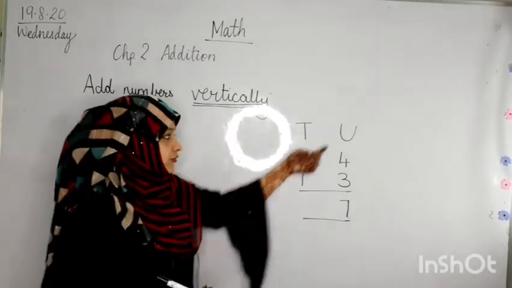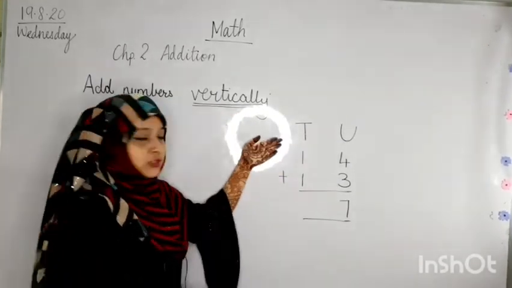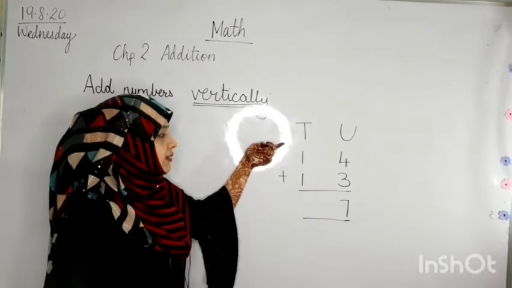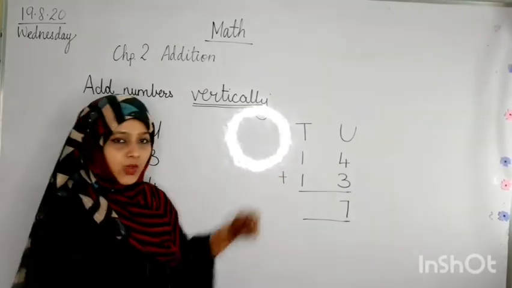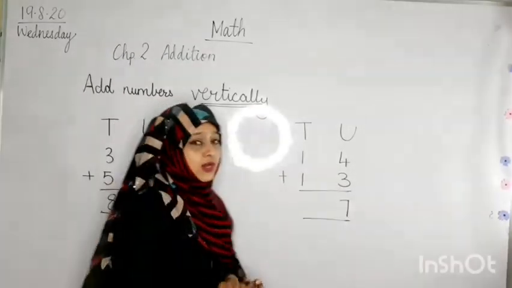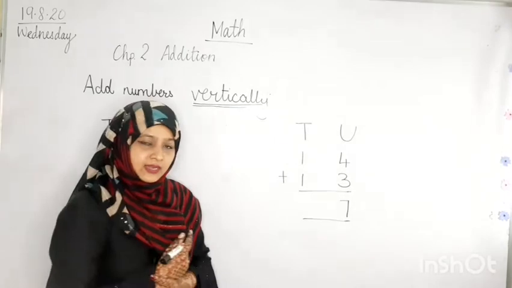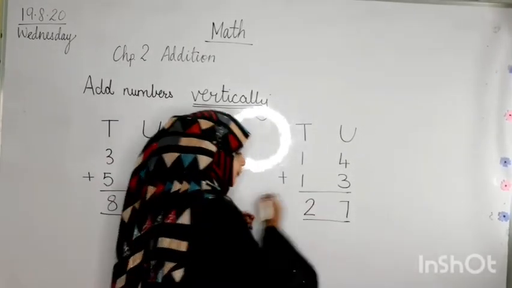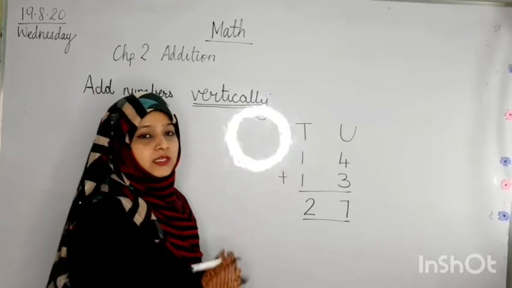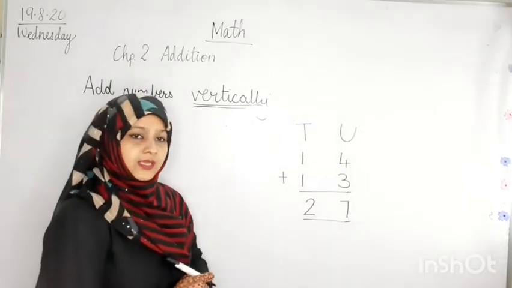Yes. After the units place, I am going to come to the tens place now. I am going to add the numbers in the tens place. That is 1 plus 1 gives me the answer what? Yes, you are very clever. 1 plus 1 gives me the answer 2. Yes, so 14 plus 13 gives me the answer 27.